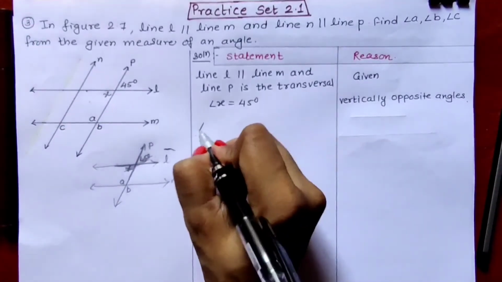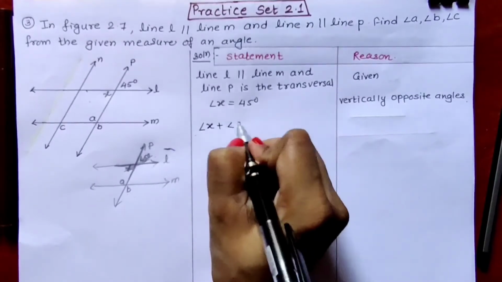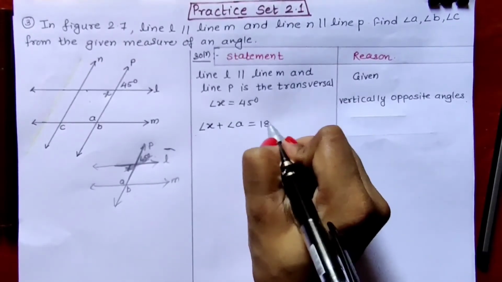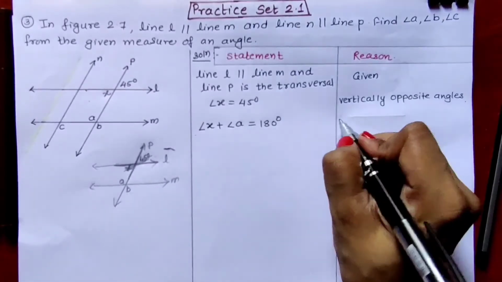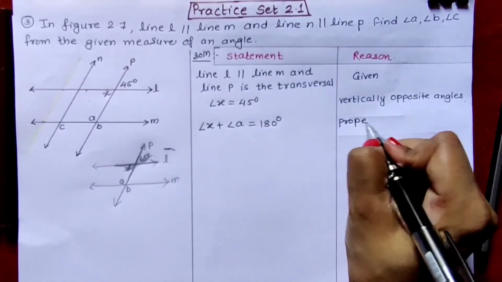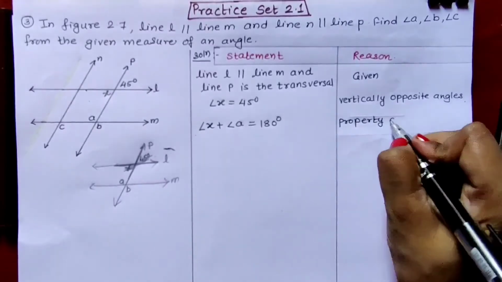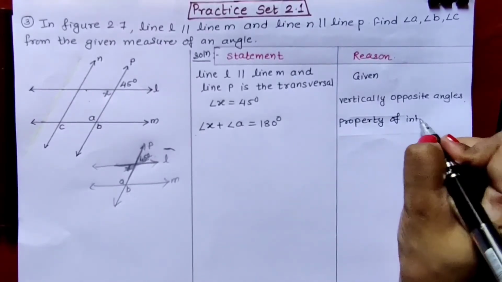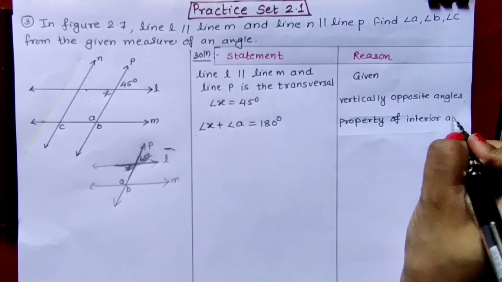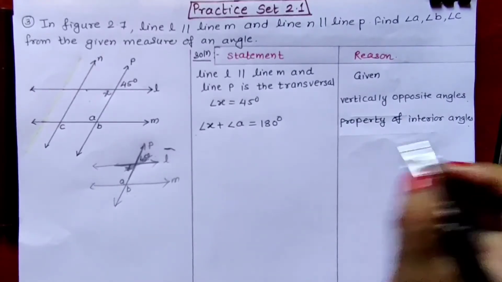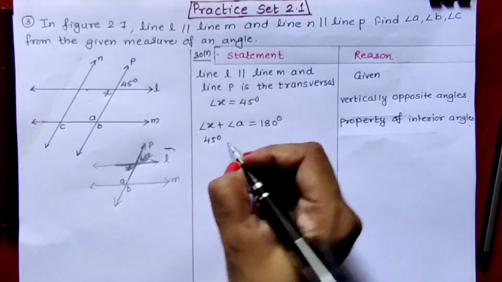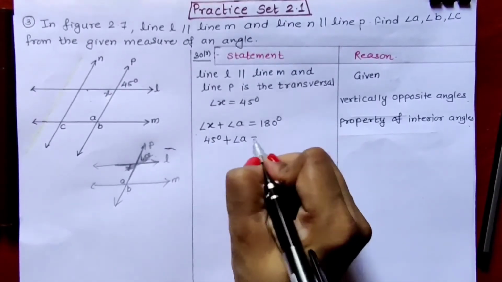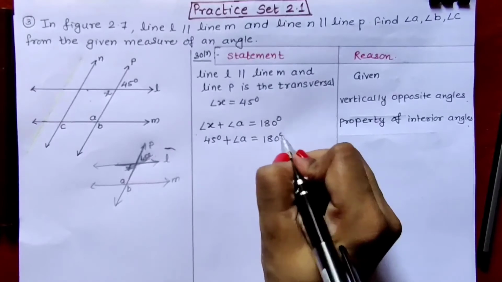So I will be writing angle X plus angle A is equal to 180 degree. Interior angles are supplementary. We all know this is the property of interior angles, so you can write property of interior angles. So X is 45 degree. Just now we have got 45 degree plus A as it is, is equal to 180 degree as it is.